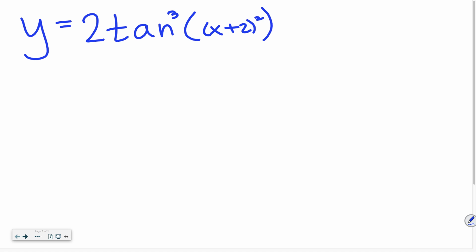Okay. Is that squared? This right here? Yeah, that is a square. So we have 2 tangent cubed of x plus 2 the quantity squared. We have a lot going on. Okay. Talk about it with your neighbors. What is the outermost function? Make a decision at your table.